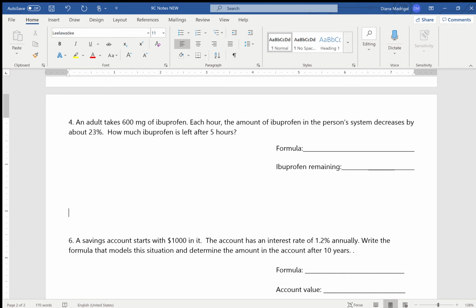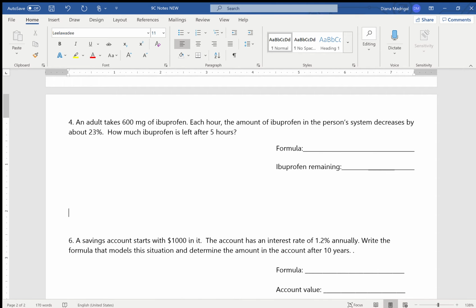Now that we have practiced how to find the growth and decay factor, let's practice with actual real world situations. Once you read the problem, all the information is going to be given to you. All you have to do is write the formula, and then from there, we're going to use our famous TI Inspire calculator to find our answer. Okay, so let's get started.